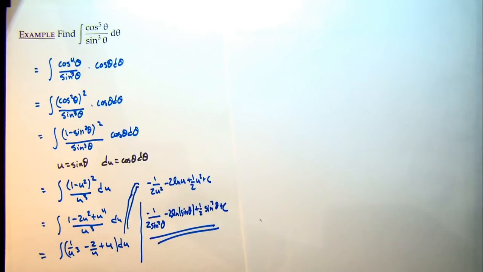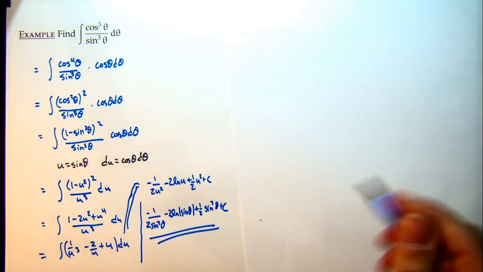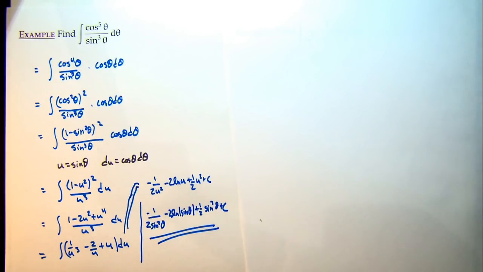That's the answer. Now, you could say, well, shouldn't I replace sine squared by cosecant squared? And you can, but you don't have to. We're not testing you on can you rewrite using trigonometric functions. So that's perfectly fine.